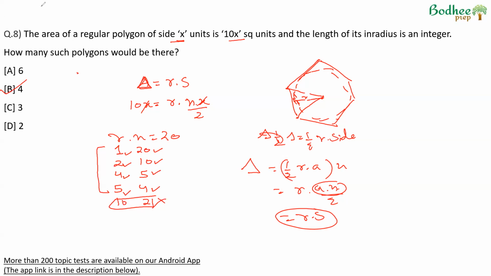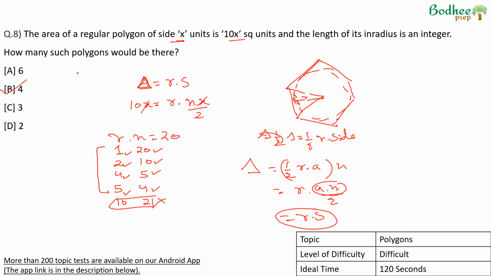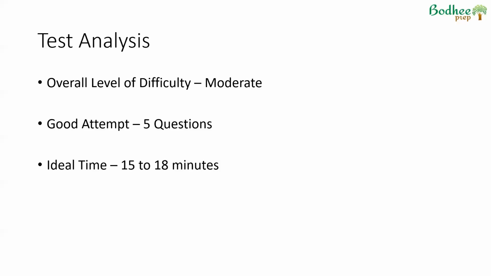I will call this question also probably a difficult question because all of us may not be comfortable with the formula of r into s. It takes 2 to 2.5 minutes to solve. So if you look at the overall test, I'm saying a moderate test with about 16 to 17 minutes to solve and trying 5 questions out of 8. For me, my 5 questions will be 1, 3, 4, 5, 6. Which are these?